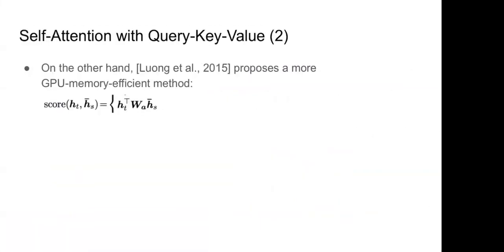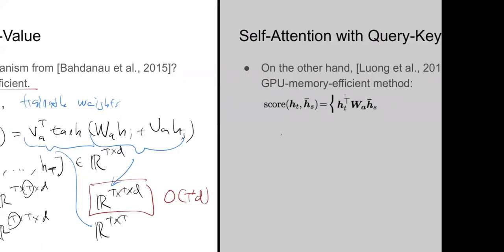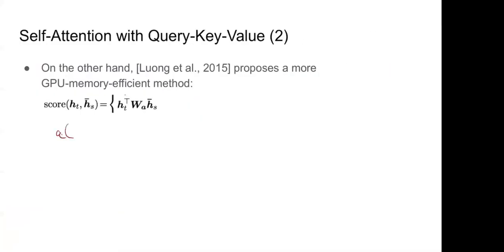A more memory efficient way is from a concurrent work from Luong et al, 2015. They propose a more GPU memory efficient method, which is a really simple method, right? You basically just do matrix multiplication between the two H's. In the same notation, we compute the affinity, which is obtained by doing the multiplication between hi and some weight and hj. And why is it efficient?